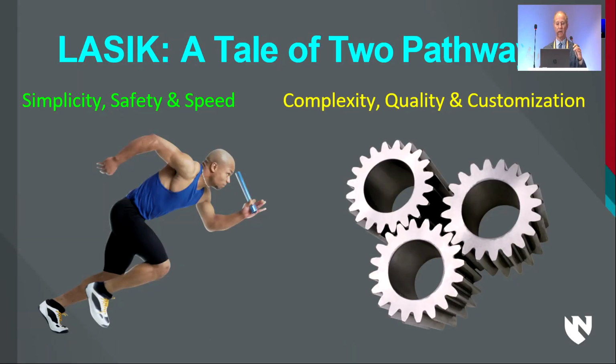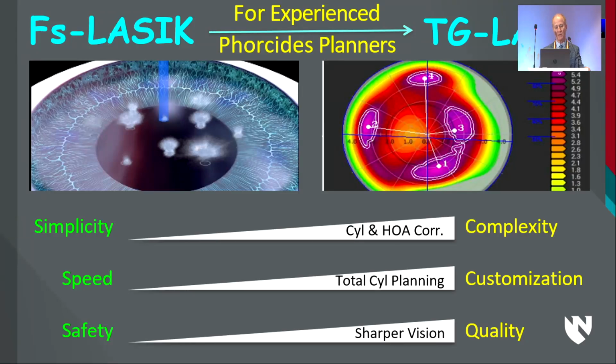LASIK is really a tale of two pathways, that of simplicity, safety, and speed versus complexity, quality, and customizations. Intrinsically, you'd like to get the procedure done quickly, safely, and efficiently, but you also want to get the best possible outcomes and quality with your results. And it's a little bit of a dichotomy. So if we look at femtosecond LASIK overall, it is the simplest way of doing it because you're just putting in the refraction and treating. It ends up being safe and predictable, and you get good outcomes.